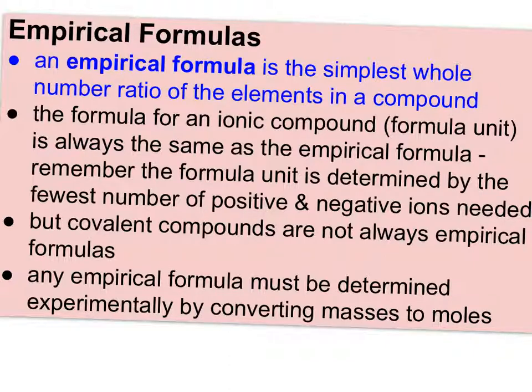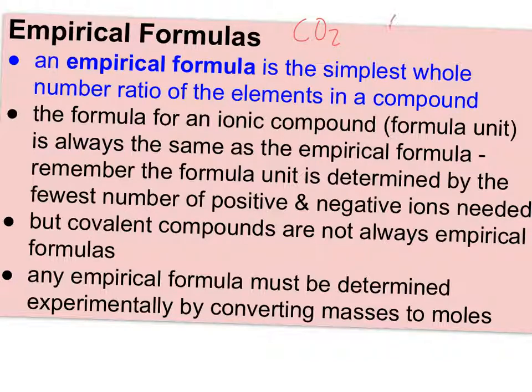Now, for an ionic compound, the formula unit will be the empirical formula because, by definition, the formula unit is the fewest number of positive and negative ions needed for the electron transfer to occur. But covalent compounds don't always have empirical formulas, or the molecular formula isn't always the same as the empirical formula, I should say. So, for example, CO2, carbon dioxide, that is the simplest formula, 1 to 2 carbon to oxygen.